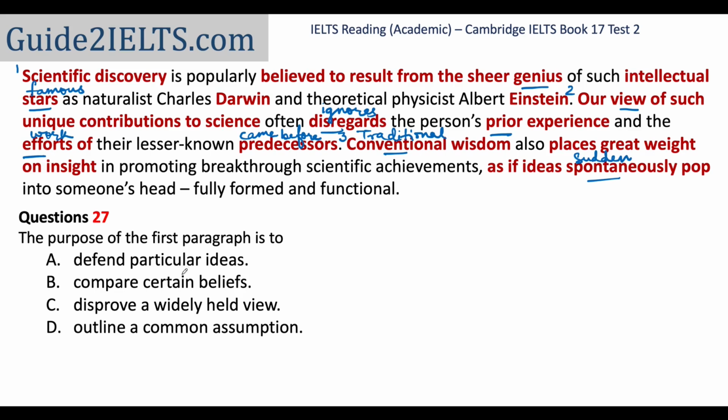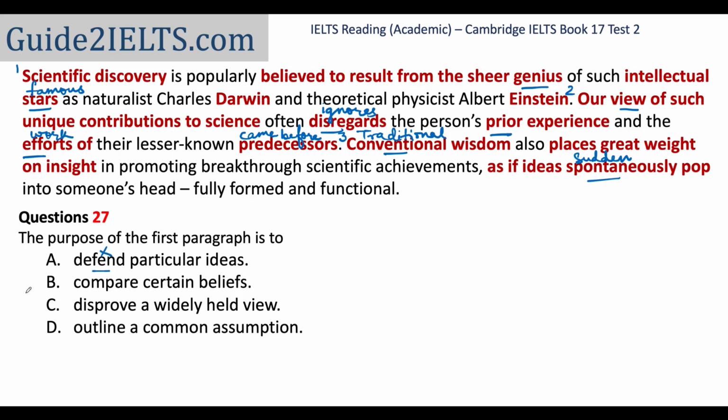Is it to defend particular ideas? Well, certain ideas are mentioned. The first and third sentence talk about the conventional way of looking at things, the general way of looking at things, and the second sentence talks about how this way of looking at things ignores certain other things, so it could be wrong. But is the paragraph defending any ideas?